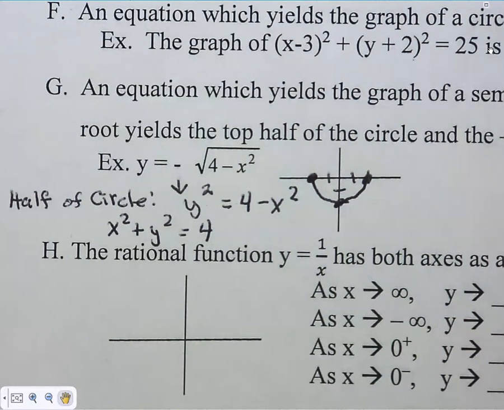A graph that I don't believe was mentioned on page 22 is the rational function 1 over x. Can you show me with your hands what you know the graph of 1 over x looks like? It's going to take 2 hands. Kind of like that, with me being the y-axis.